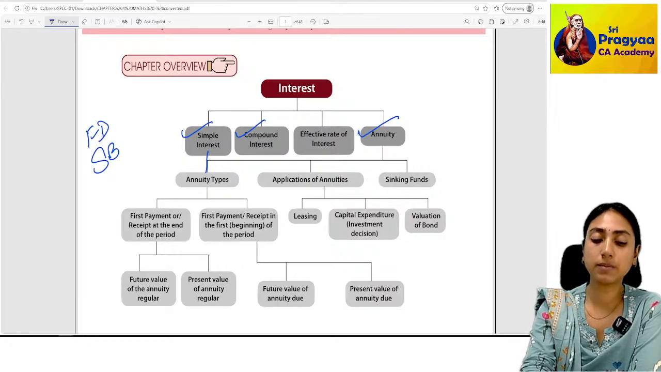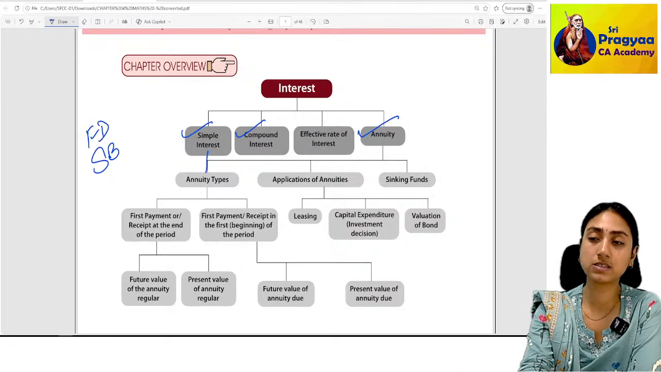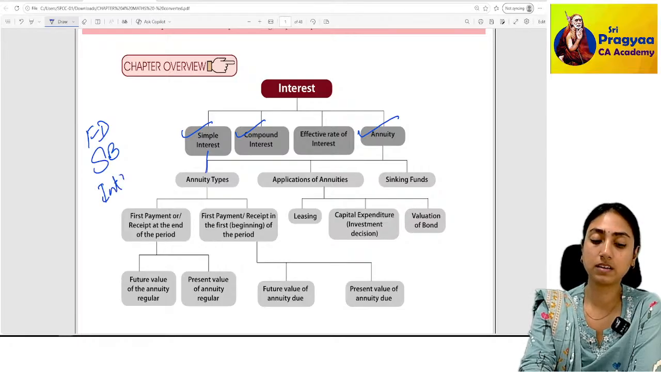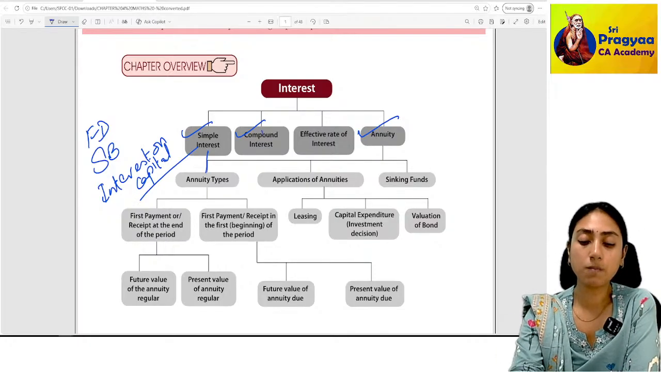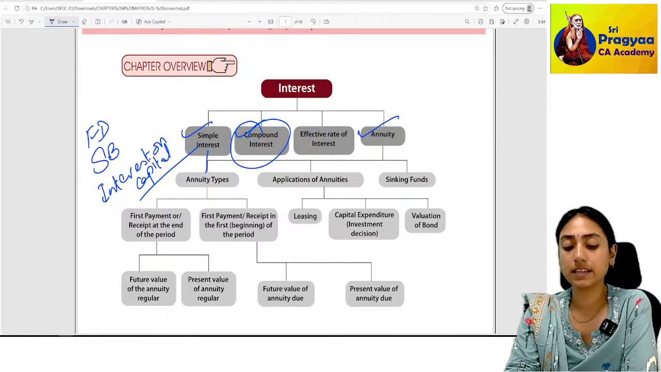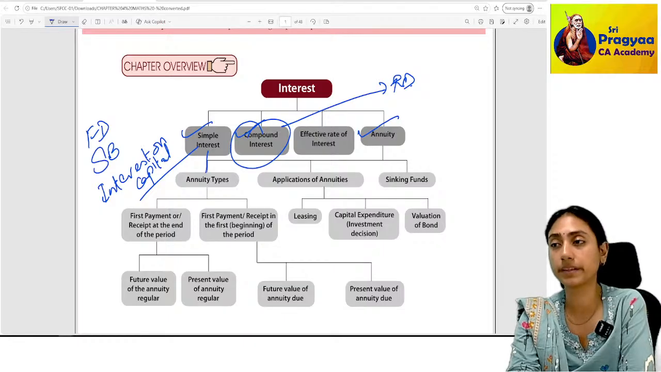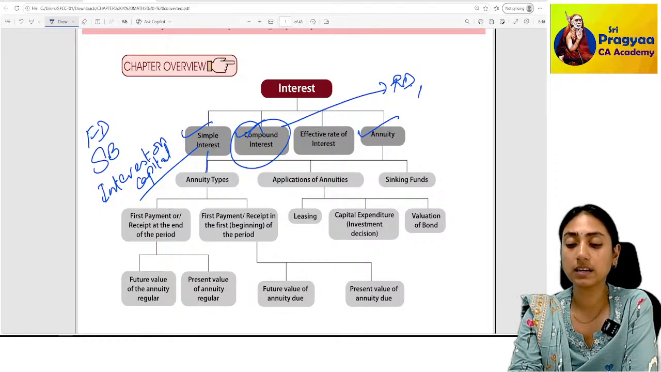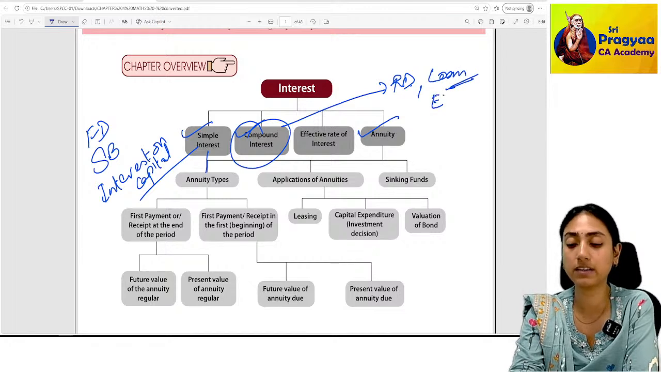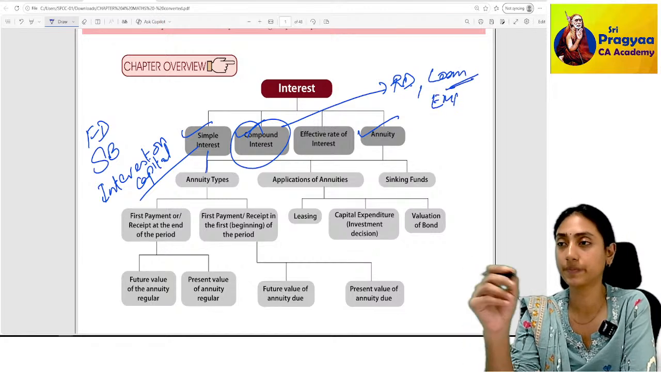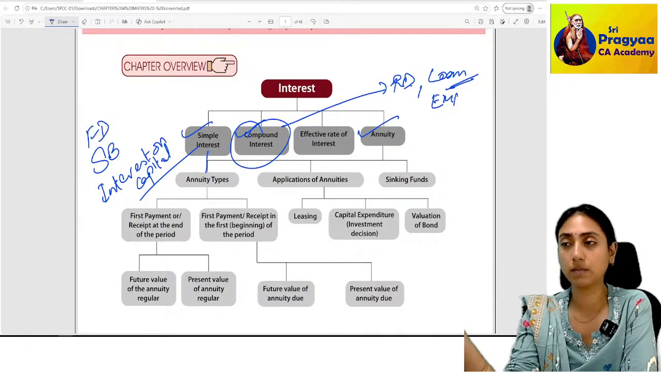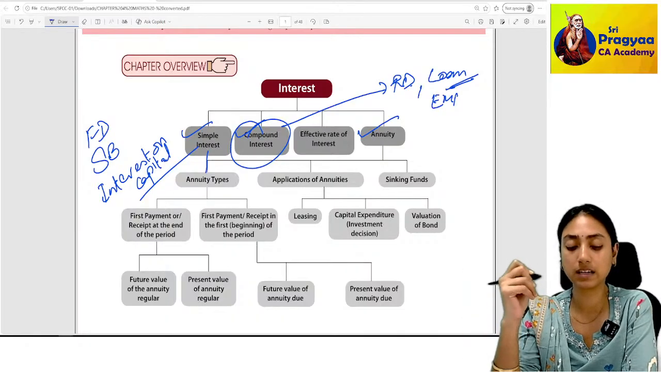This is a simple example: partners' interest on capital. You will have interest calculation based on this. Compound interest again will be useful for RDs. RDs and your loans, these use the compound interest method. Again, EMI calculation is a separate topic altogether, which we'll discuss on a later platform probably. I'm not sure if it's in your syllabus.